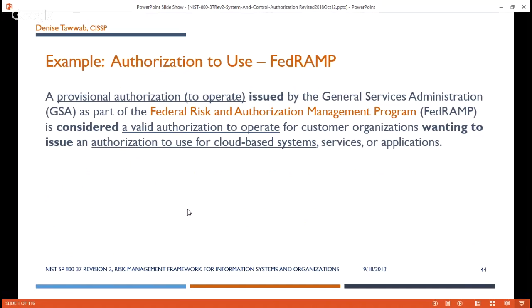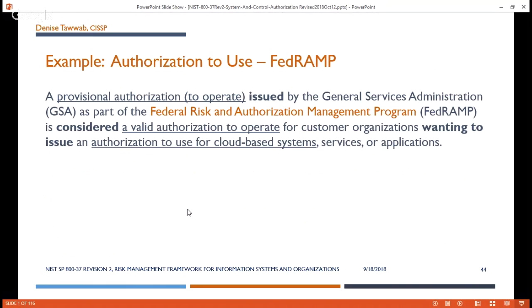So, a provisional authorization to operate can be issued by the GSA, the General Services Administration, as part of the FedRAMP program. And that authorization to operate is considered a valid authorization to operate for customer organizations who want to issue an authorization to use for cloud-based system services or applications.